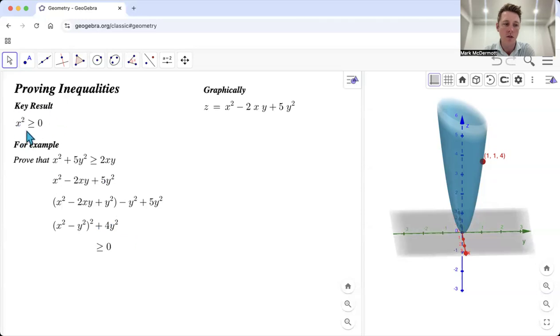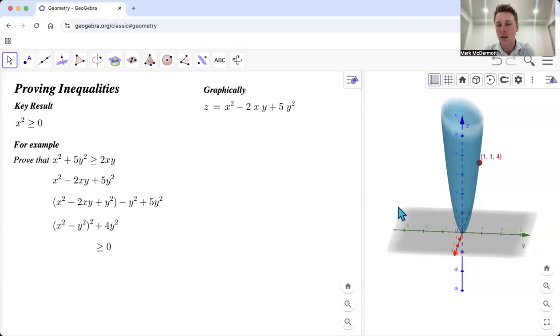Okay, now using this result here, this number is positive because it's something squared, and this number is positive because it's 4 multiplied by something squared. So we can in fact say that this whole thing is greater than or equal to zero.